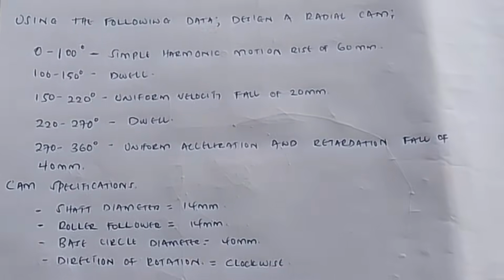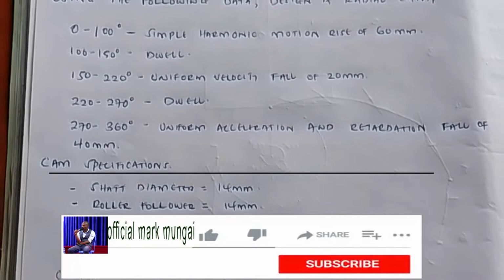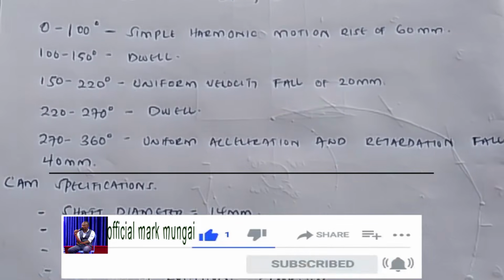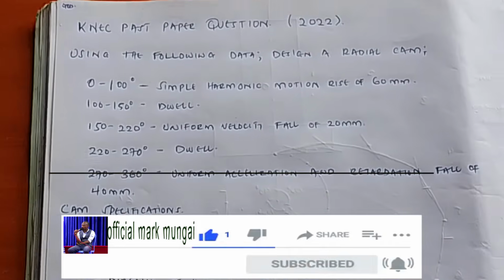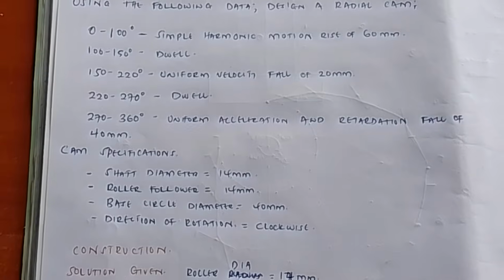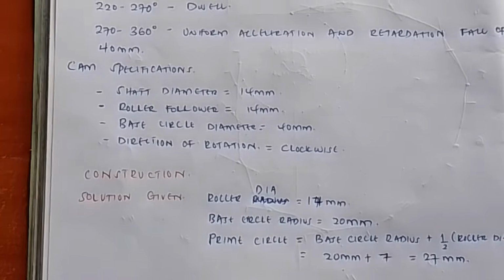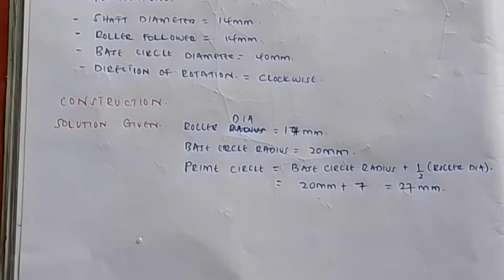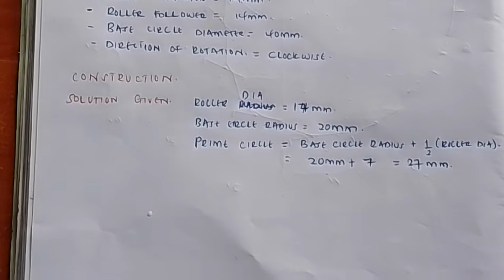fall of 20 millimeters. There is another stroke of 20 millimeters. That is 70 degrees. From 220 degrees to 270 degrees, there is a dwell. Then from 270 degrees to 360 degrees, there is uniform acceleration and retardation fall of 40 millimeters. The cam specification: the shaft diameter should be 14 millimeters, the roller follower 14 millimeters, the base circle diameter 140 millimeters, and the direction of rotation clockwise.